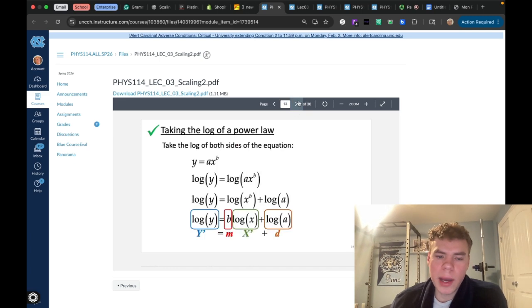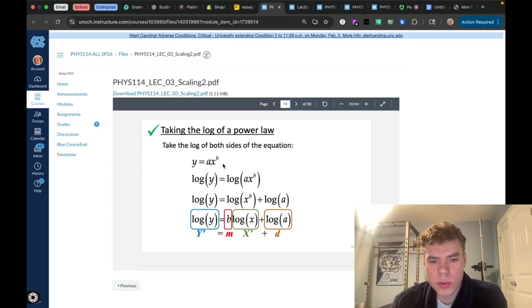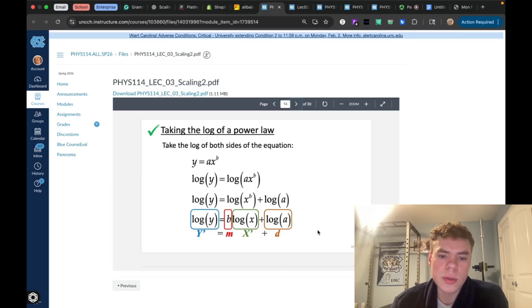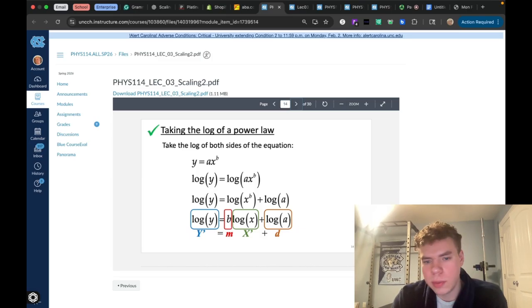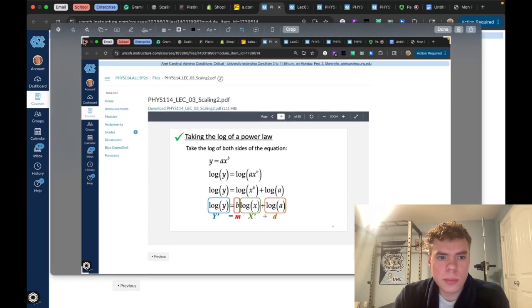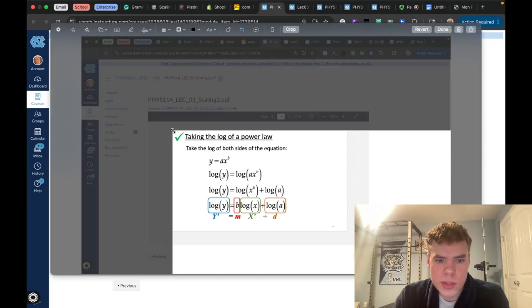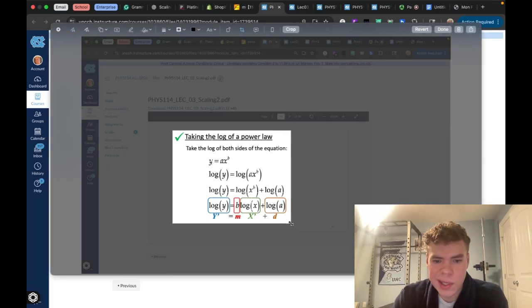Take the log of a power law. Take the log of both sides of the equation. So this is just showing us some more log rules, for y equals ax plus b. You can do log of y equals log of x plus b plus log of a. So that's how you can get, yeah, so cool. That's another thing that will be screenshotted and printed out and studied before the exam. Make sure it is in my brain and I know it.